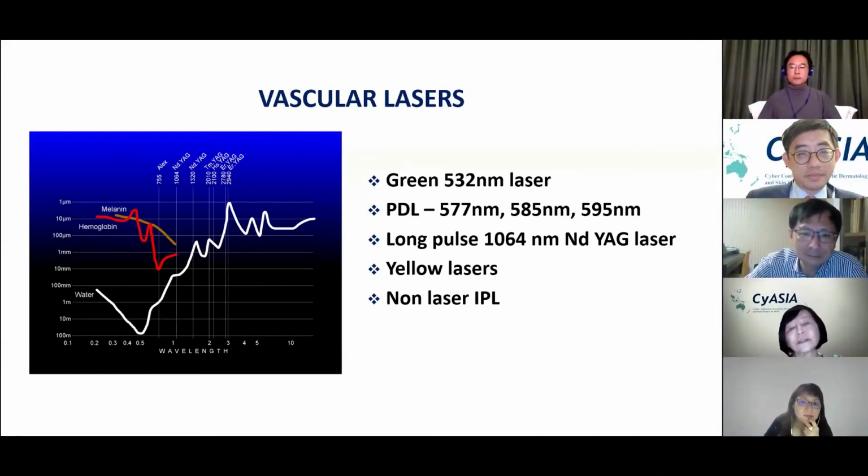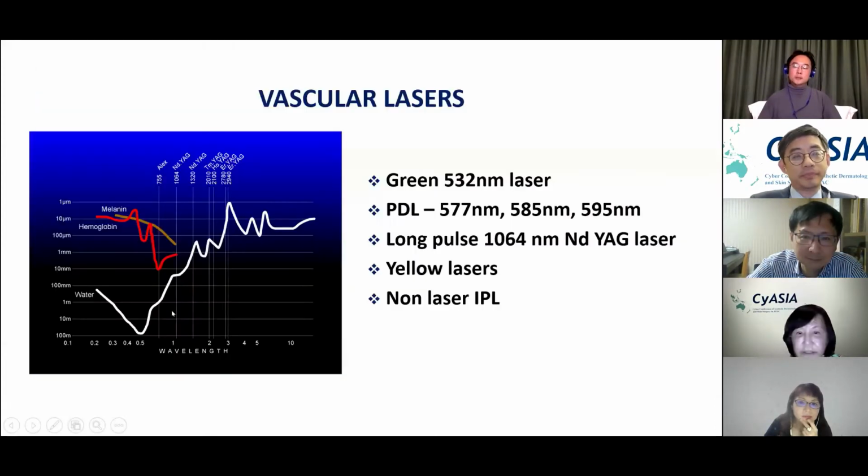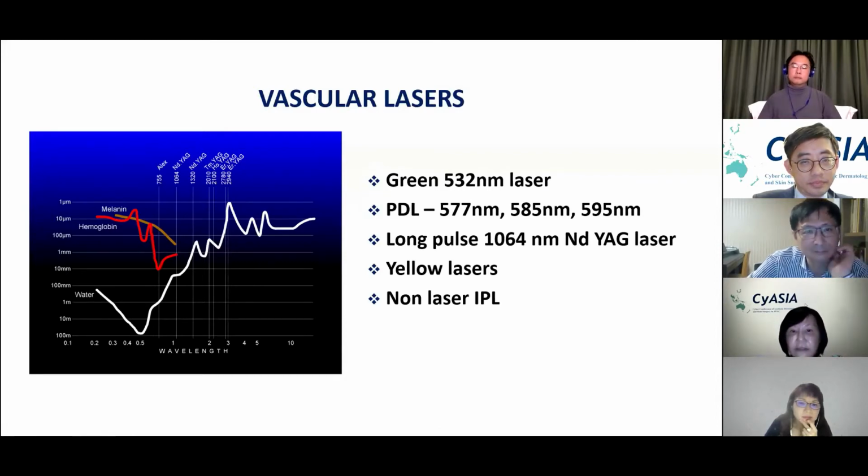We are all aware that there are various lasers to treat vascular lesions. The first one was, of course, the green laser, and then later on, the pulse dye laser came into existence. At that time, it was 577 nanometers, and then later on, they extended it to 589. So Dr. Huang will tell us whether it's any difference, why we need to extend the wavelength.